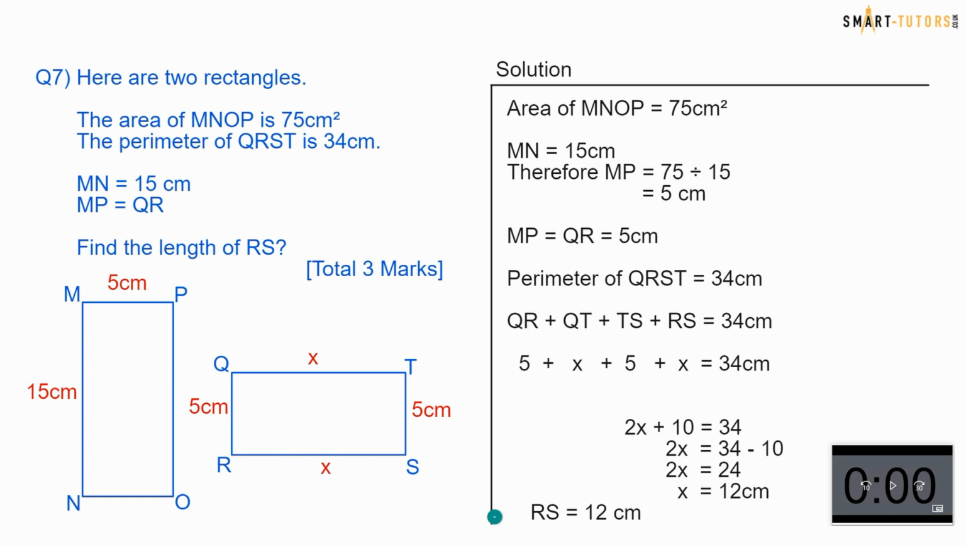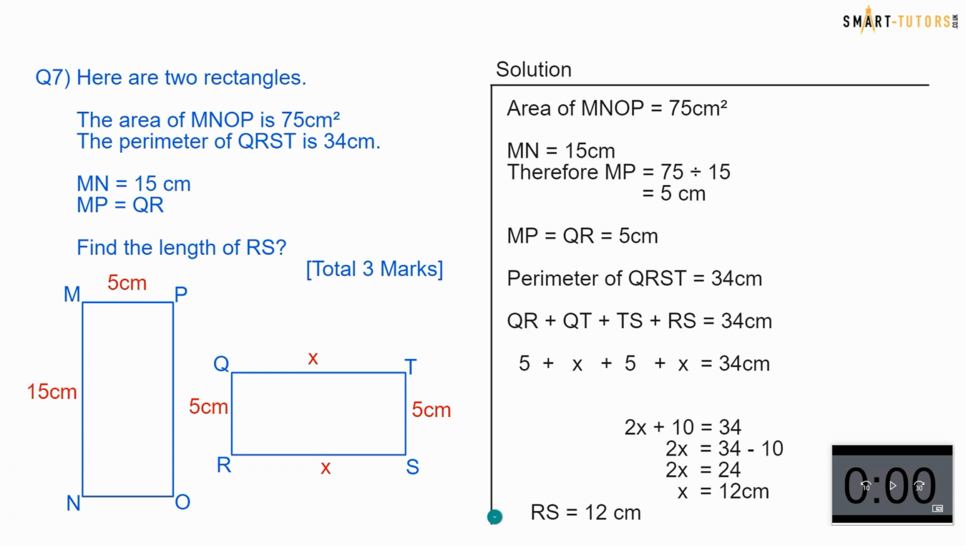So the area of MNOP is 75. MN is given as 15. Therefore, area is length times width, so the area divided by the length 15 gives 5 centimeters. That is the width of the MNOP rectangle.